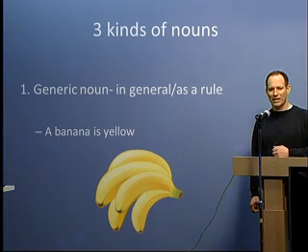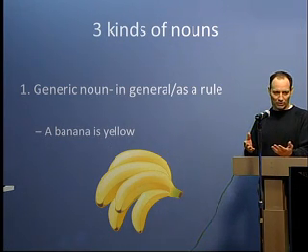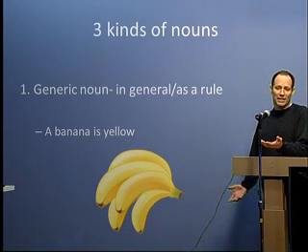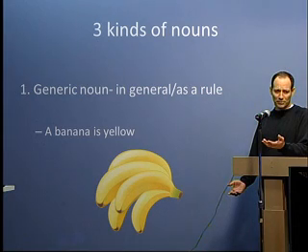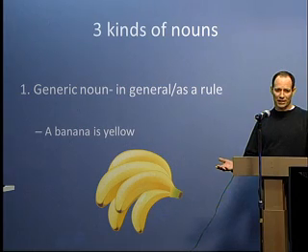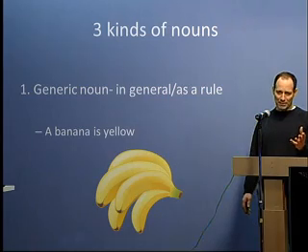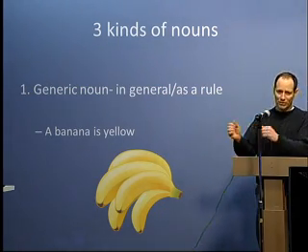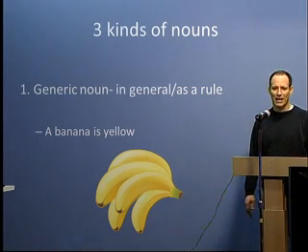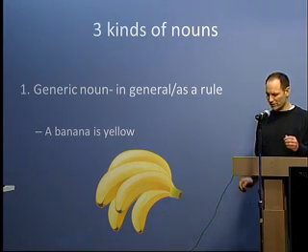And when I say a generic noun, I mean I'm speaking about something in general, as a rule. For example, a banana is yellow. If I say a banana is yellow, I'm speaking about bananas in general. This is the rule for bananas. Or I could say a table has 4 legs. A table. I'm not talking about this table or that table. I'm just talking about tables in general, as a rule. So that's what we mean when we say a generic noun.